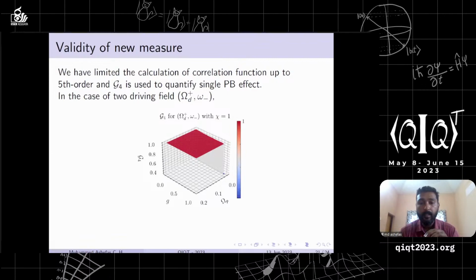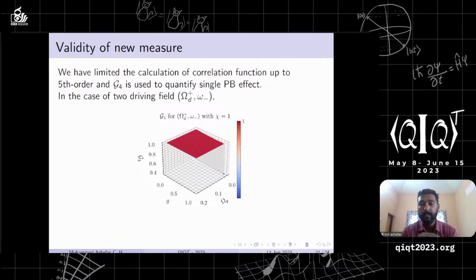And this we have checked with our previous case. In our previous case, we get the photon blockade effect for all values of omega, p, and g. So the same thing we have plotted here. In the earlier case, we plotted G2 of 0 and G3 of 0, the different order correlation functions. Instead, we have plotted G4, and here you can clearly see that G4 is 1 in the entire omega, p, and g.